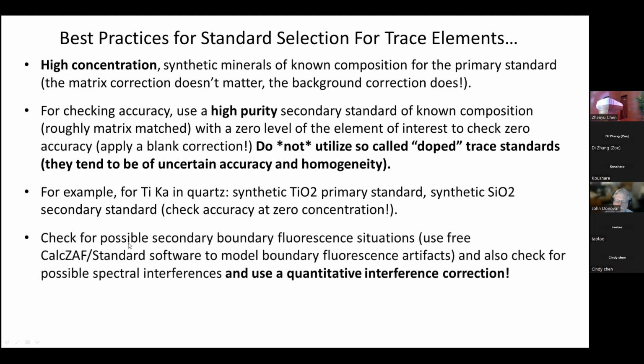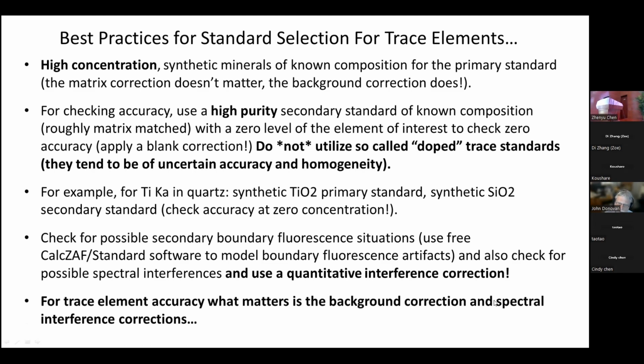And of course, as John pointed out, we need to check for secondary boundary fluorescence situations. You can use the free CalcSAF standard software, and it will also allow you to calculate nominal interference corrections as well. What matters for trace elements is the background correction and the interference corrections in general.